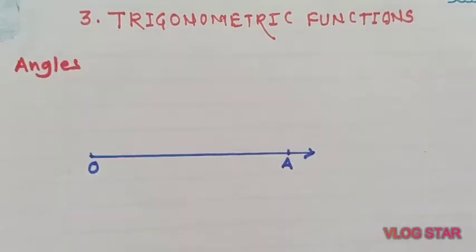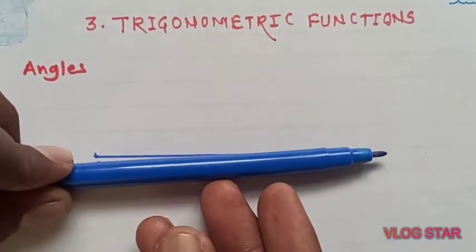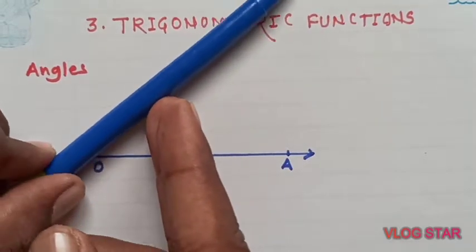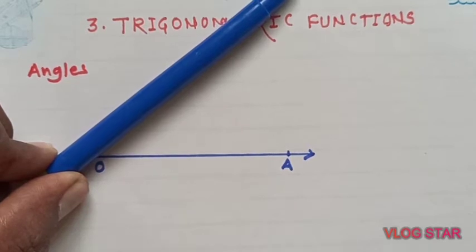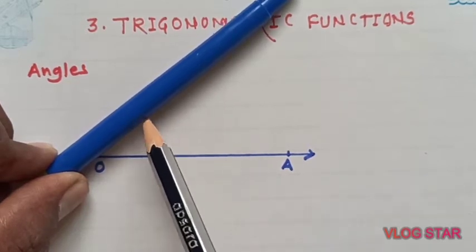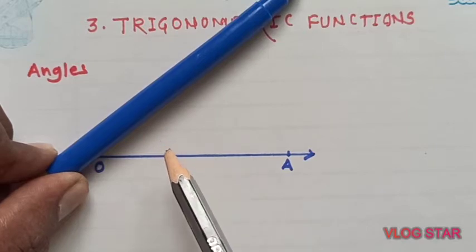As you know, an angle is an amount of rotation. For that we need an initial arm, the first ray. Suppose this is the initial ray, and if I rotate it like this, I get some amount of rotation over here, and that amount of rotation is known as an angle. It is not just an angle, it is a directed angle.